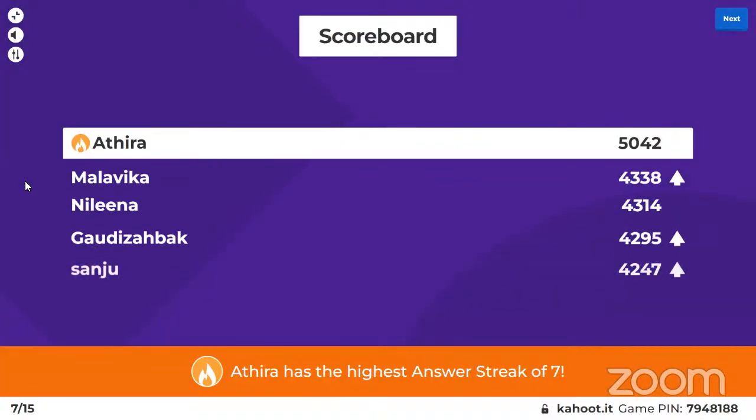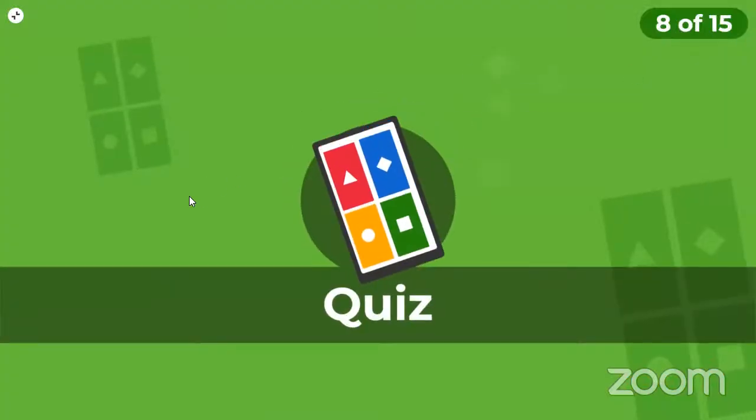Scoreboard again. Adira with 5,043 points has the highest chances to pick up 7 correct answers in a row. So second we have Malavika, third we have Nilina, fourth we have Gaudi Sabak, and fifth we have Sanju. So that's all from the scoreboard. Now moving on to 8th question.